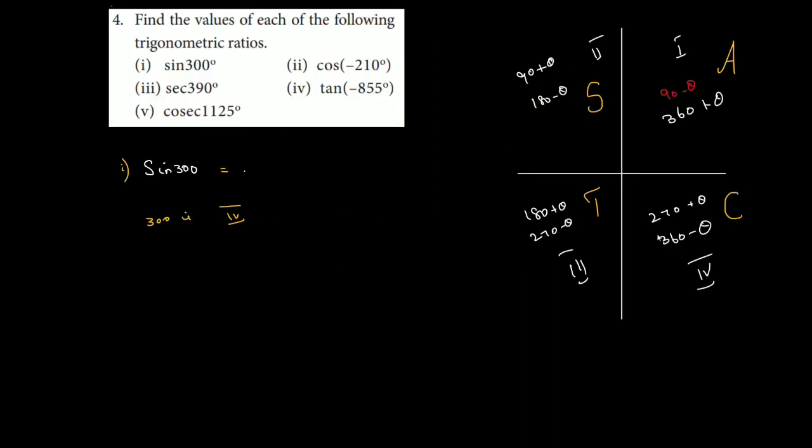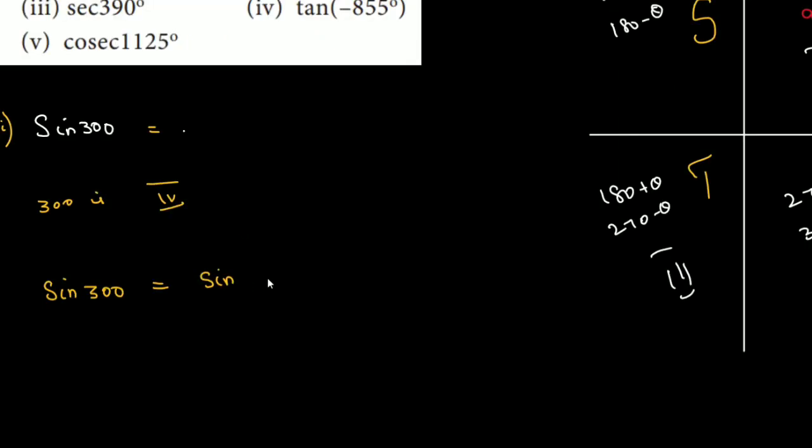So if it is the fourth quadrant, you can write it in terms of 270 or you can write it in terms of 360. First, let us write sine in terms of 270. If I write in terms of 270, sine 300 is sine of 270 plus 30.